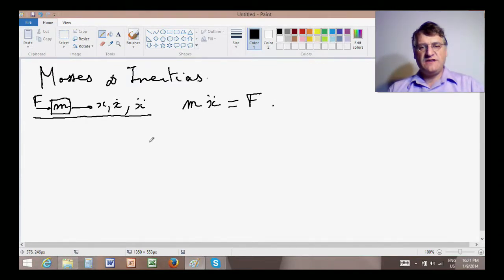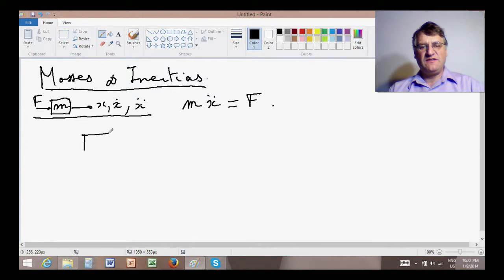Therefore, creating instantaneously the differential equation that defines the motion of the mass.